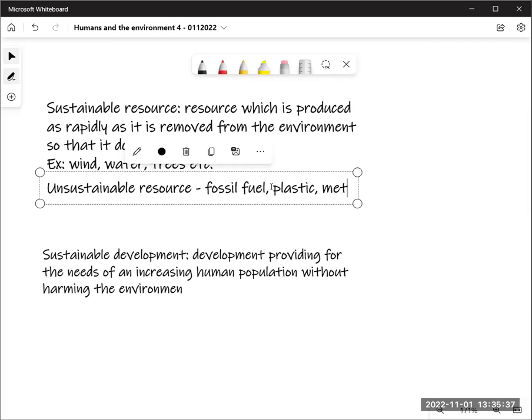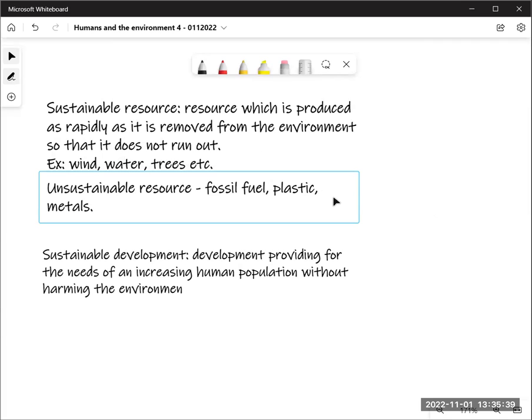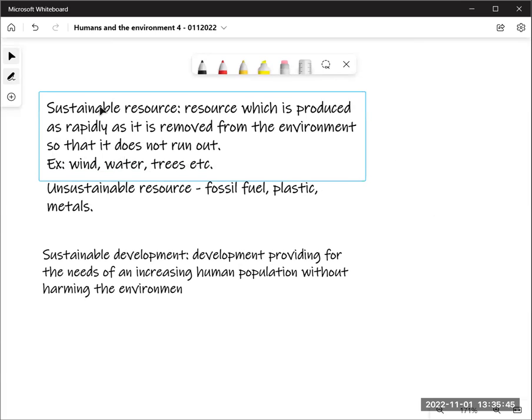Isn't this basically renewable and non-renewable resources? Yeah, it's exactly the same thing. That's just a different way of saying it. So you can write this as renewable resources as well, but in your syllabus, in the book, they use the word sustainable. However, in the exam, they're going to use both words interchangeably. So they mean the same thing.